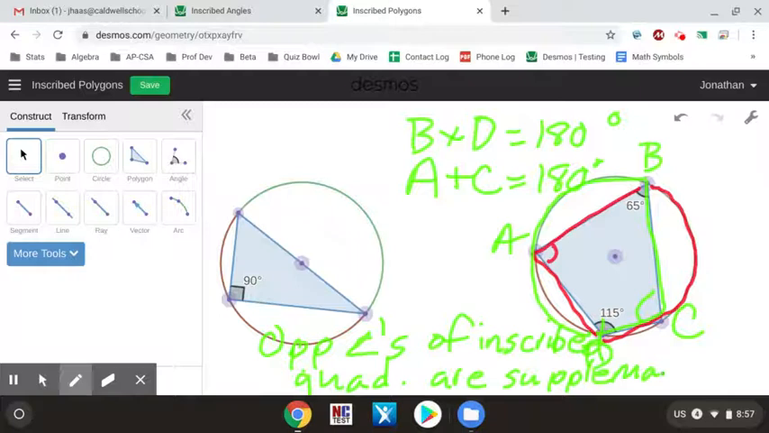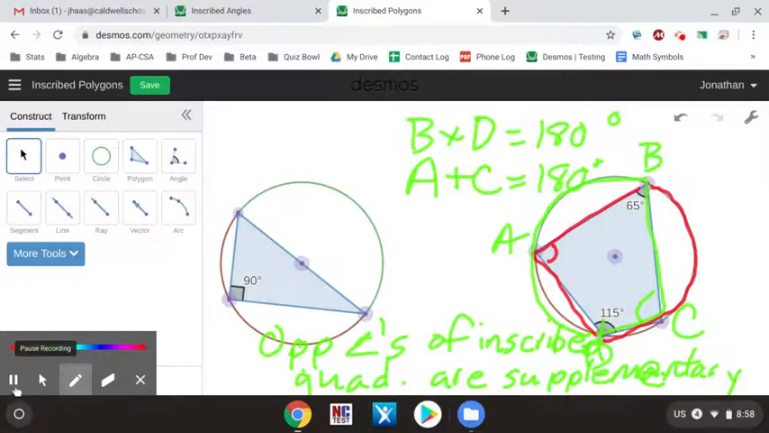Not complementary. Trying to talk and spell at the same time is a challenge for me today. So opposite angles of an inscribed quadrilateral are supplementary. So it doesn't matter which pair of opposite angles there are, they're going to add to 180 degrees. They're going to be supplementary. So that's going to be useful in solving some problems. Give me just a second and we will look at a couple together.